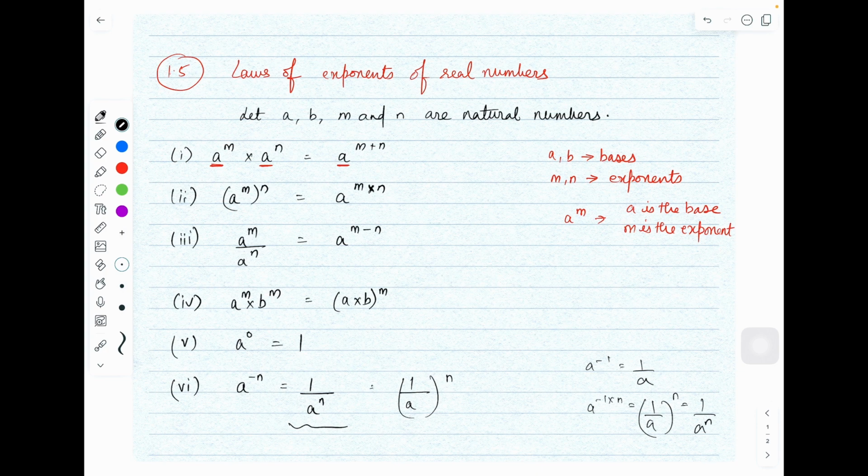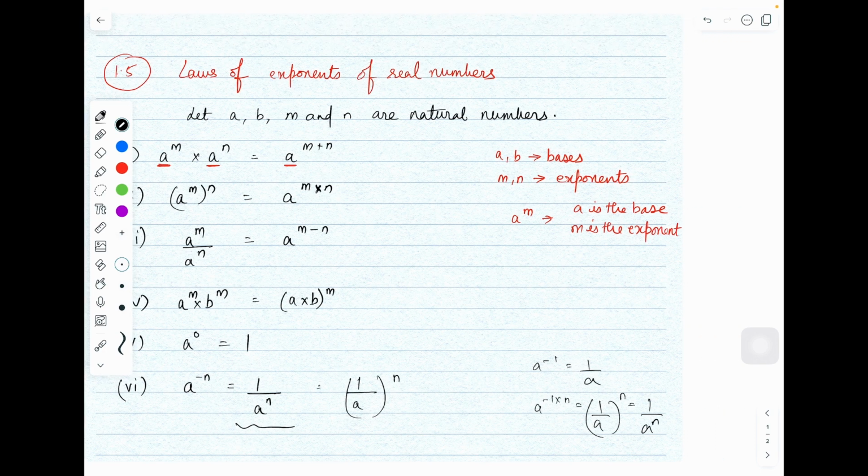If the bases are same but exponents are different and we multiply those numbers, we add the powers. If we divide, we subtract the exponents. If the exponents are in power twice, we multiply those exponents. If the exponent is same but bases are different, we multiply the bases. And if any base has exponent 0, the answer is 1, and if it is negative, we can write it as 1 by a to the power n.